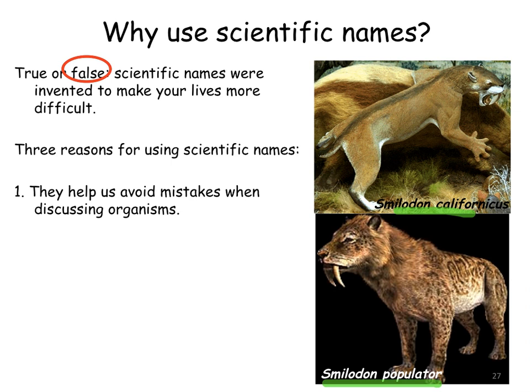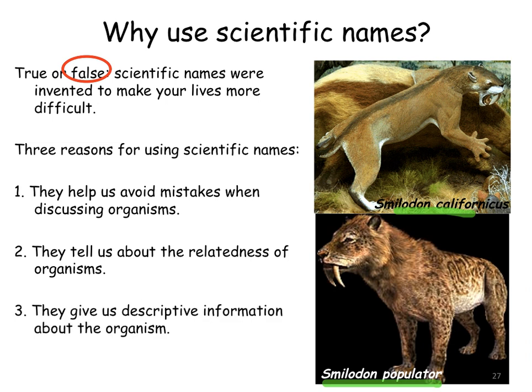Second, scientific names tell us about the relatedness of organisms. For example, with no other information than their names, I can tell that Smilodon californicus and Smilodon populator are closely related because they share enough in common to have the same genus name. Finally, scientific names can give us descriptive information about the organism.